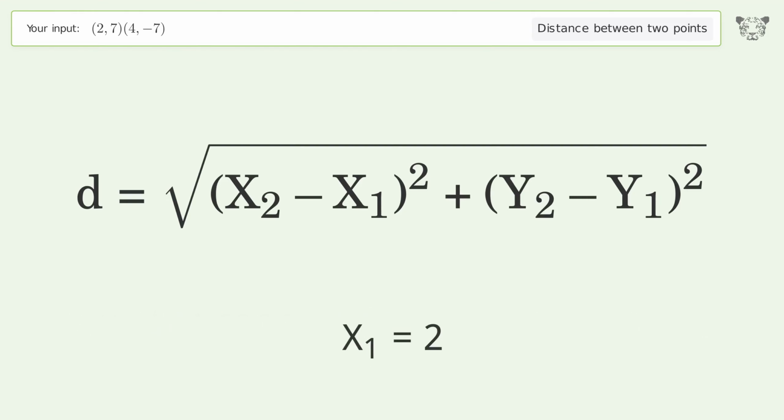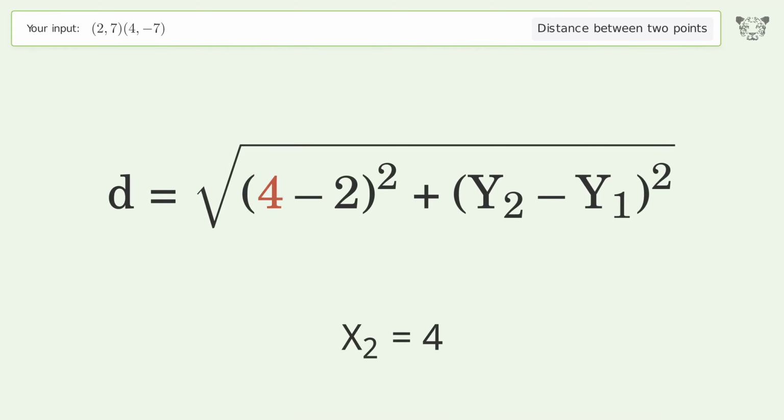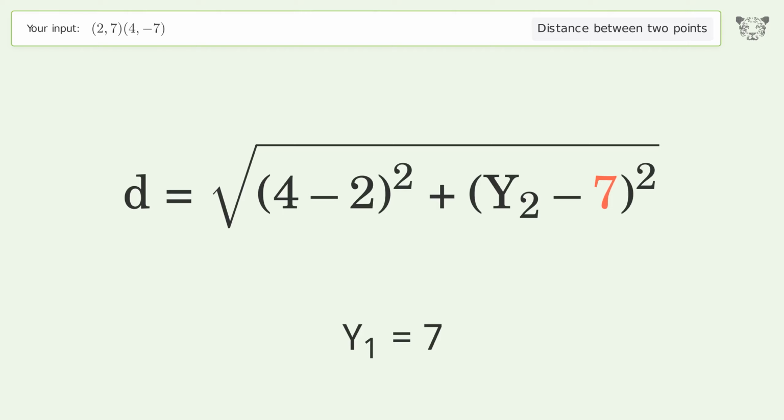x1 equals 2. x2 equals 4. y1 equals 7. y2 equals -7.